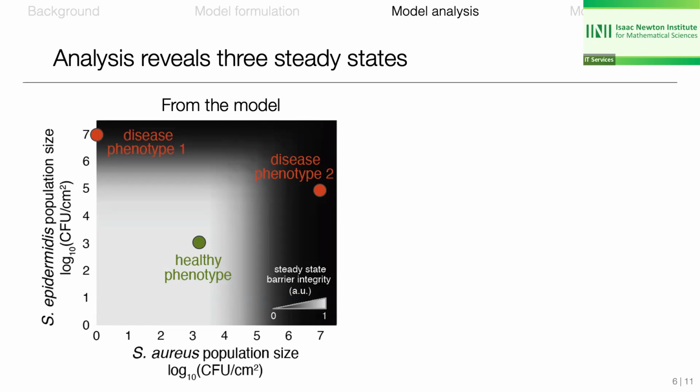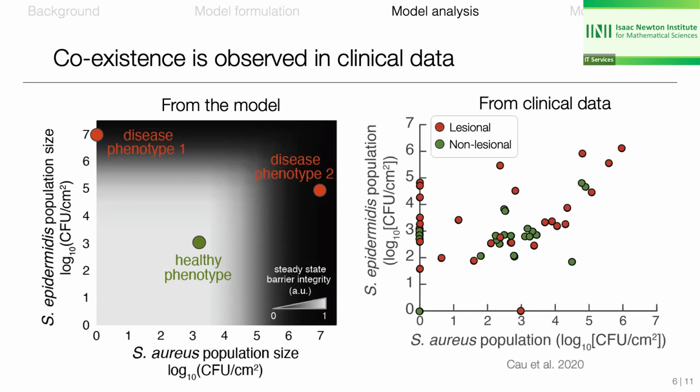And we wanted to see how closely this reflects clinical data. The clinical data that we have is from 13 patients with AD, and they took swabs from lesional and non-lesional sites, which corresponds to a disease or a healthy state. They estimated the population sizes that they saw from the swabs. We can see that the clinical data is pretty different from the model, but there are some key qualitative characteristics that I feel we can capture.